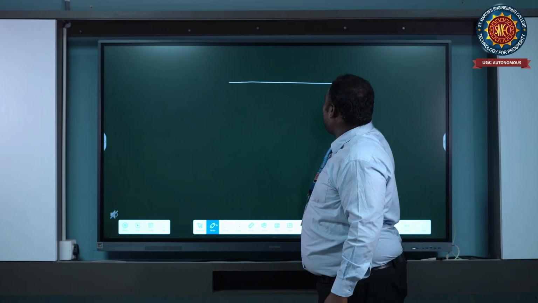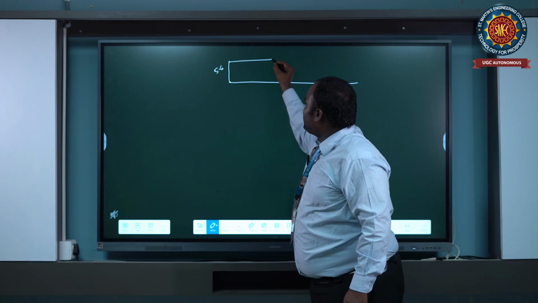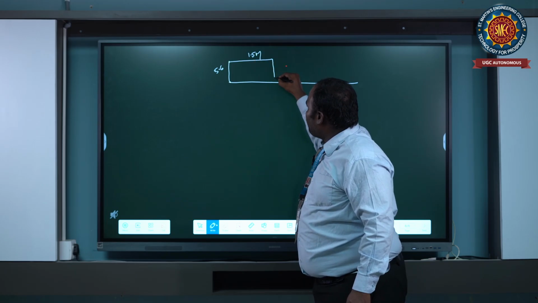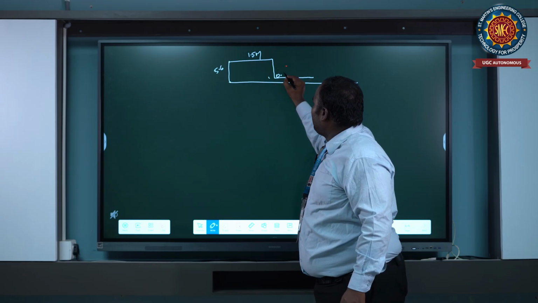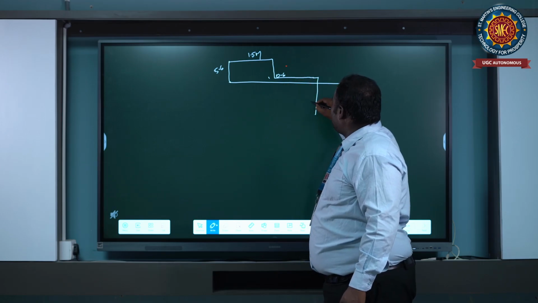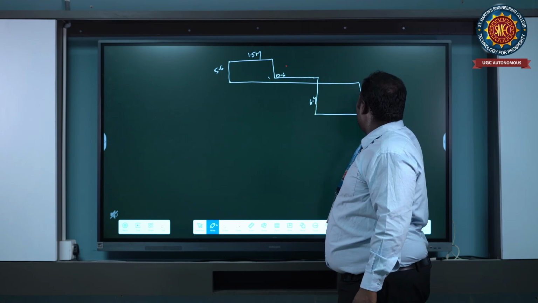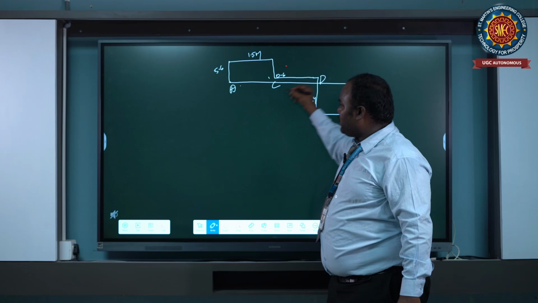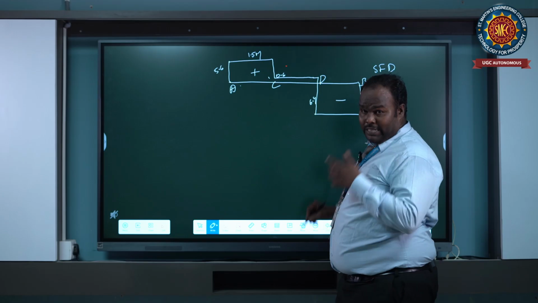So the shear force diagram: at point A it is 5.6. From A to C it is constant over 1.5 meter. At C it is 5, from C to D it is 0.6, at D it is minus 6.4, and 6.4 minus 6.4 is 0. B, D, C and A. So this is the shear force diagram. Upward is positive, downward is negative.